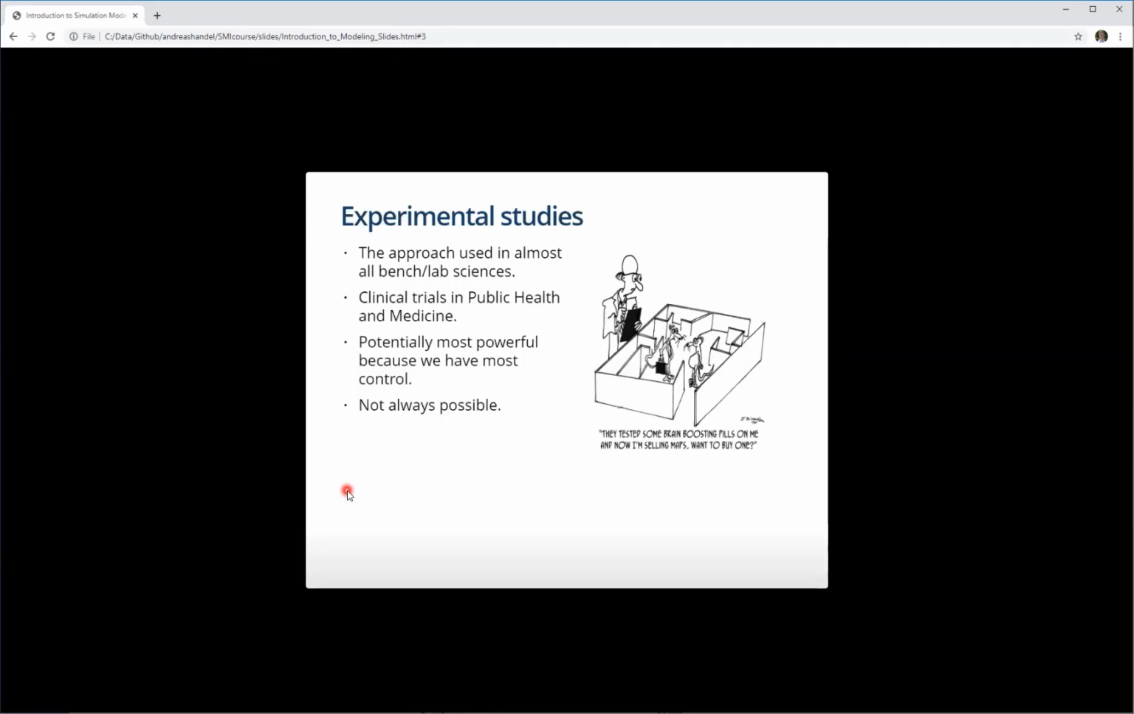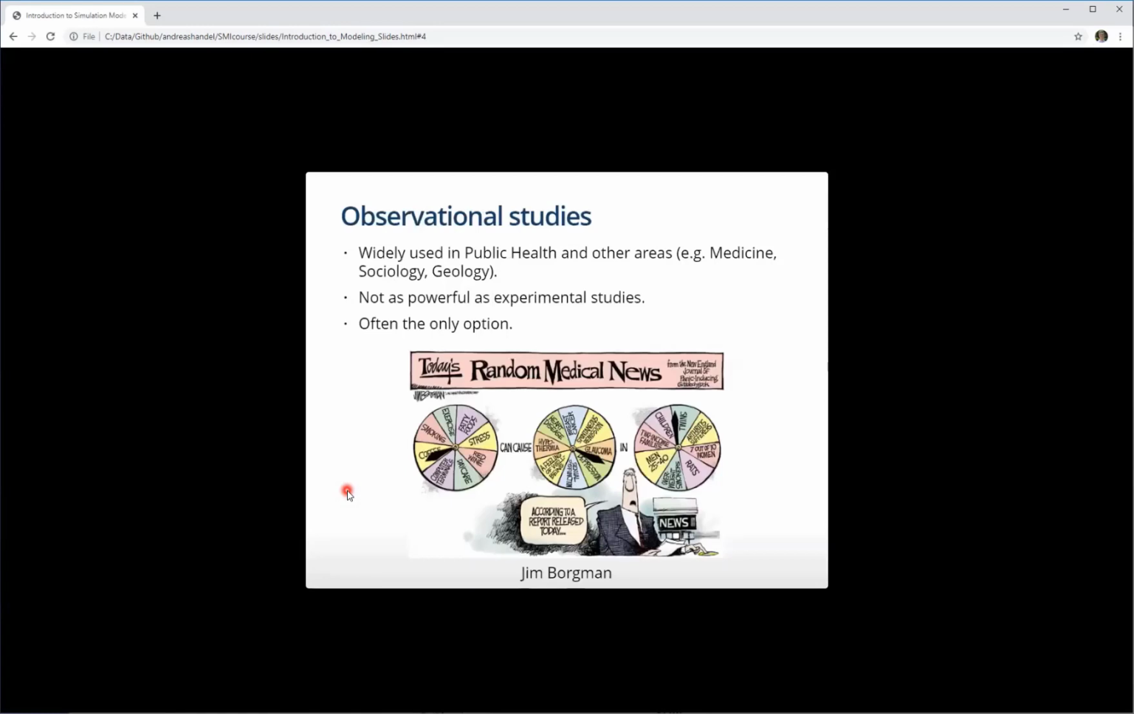But of course, we know we can't always do that. We can do certain things with certain animals, but when it comes to human studies, we're much more limited. Then the next level, and that's where public health and other fields, certain areas of medicine too, and of course other disciplines get lots of their data from, sometimes all of their data, which is observational studies.